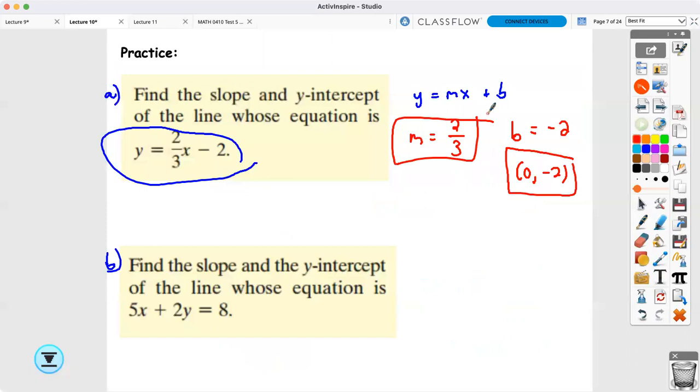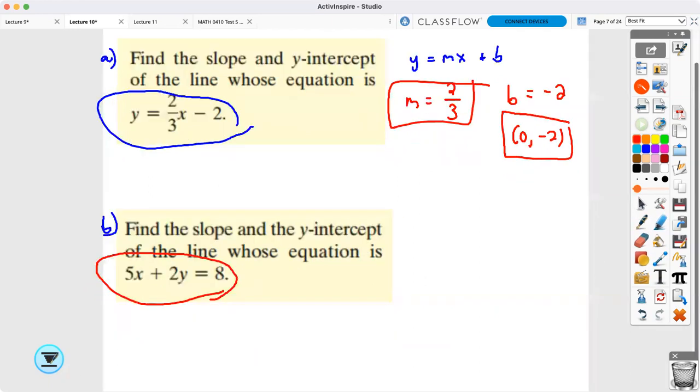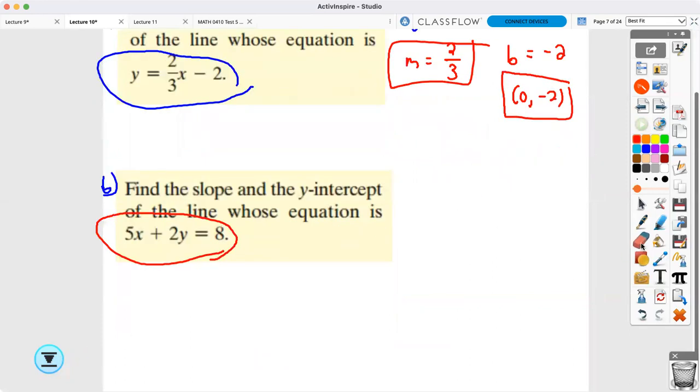B, find the slope and the y-intercept of the line whose equation is 5x + 2y = 8. Can I have a volunteer? Can someone answer, is this equation in slope-intercept form? Yes or no? No, it is not. So how do we get it to become that form? What do we have to do? Solve for what? Why? We have to solve for y.